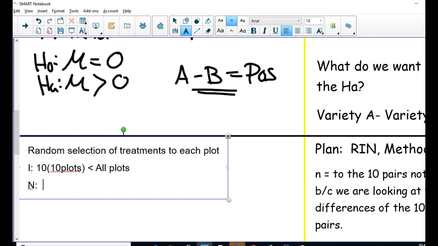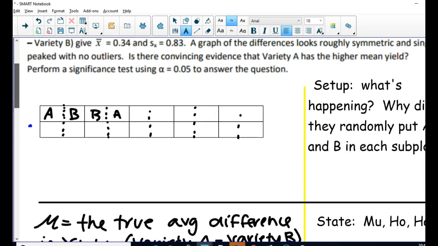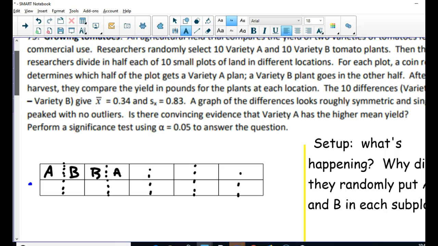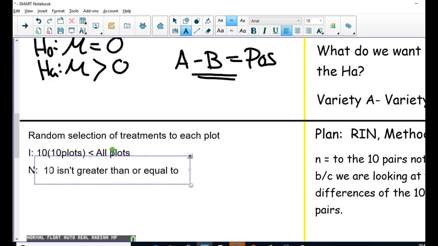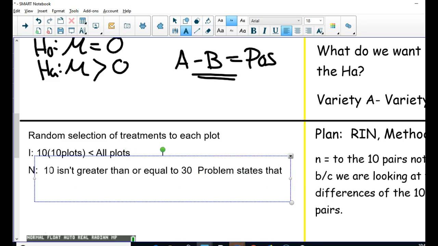Okay, so do we need to graph? We would need to graph. However, it doesn't say in this case that we need to graph because it tells us that the graph is already symmetric with no outliers. So we're going to say 10 is not greater than 30. The problem states that the graph is symmetric with no outliers. Normally we need to graph, but because we don't have any data, we would either have to assume that.